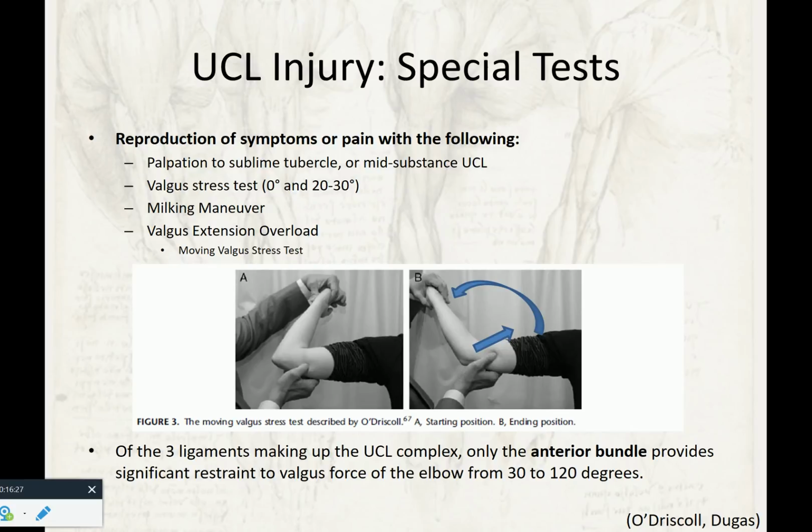Of the 3 bundles making up the UCL complex, only the anterior bundle provides significant restraint to valgus force of the elbow from 30 to 120 degrees. This was seen in a study by Dugas. So that is an important point.